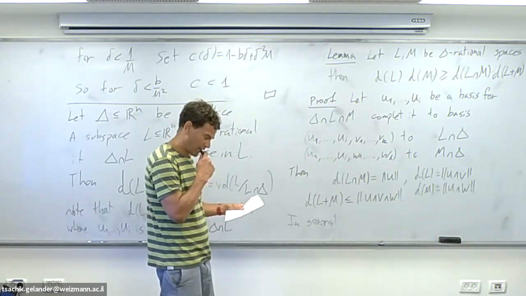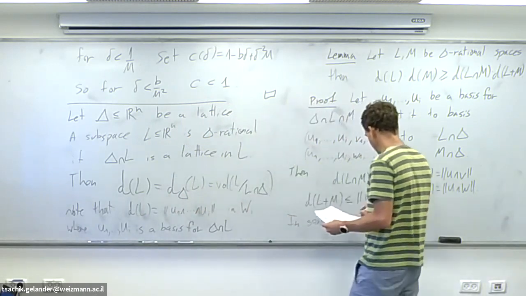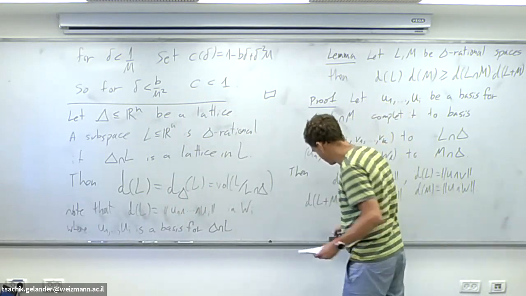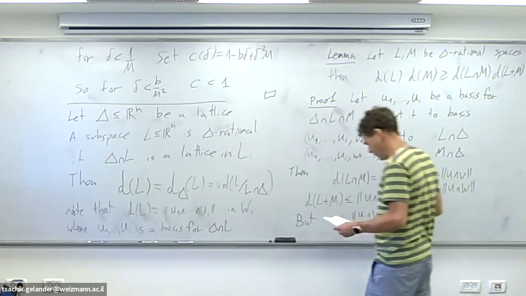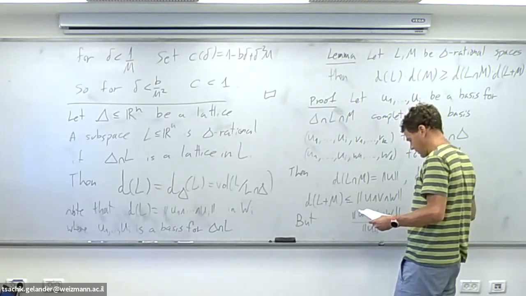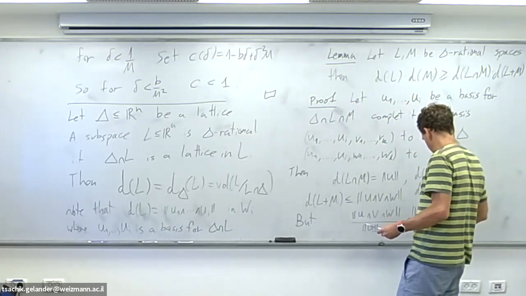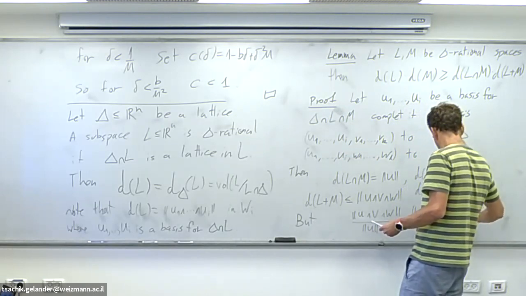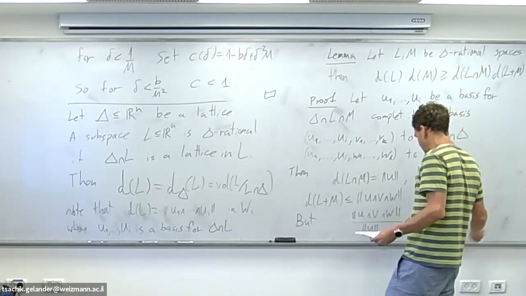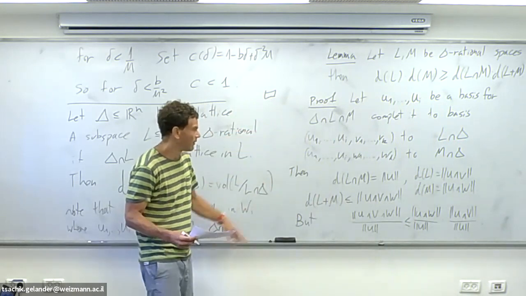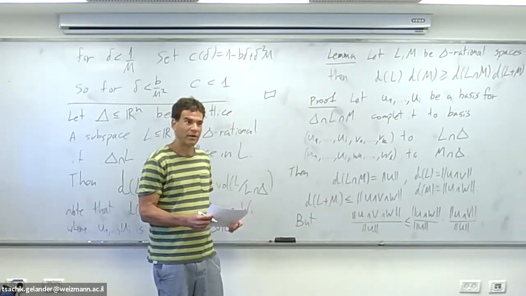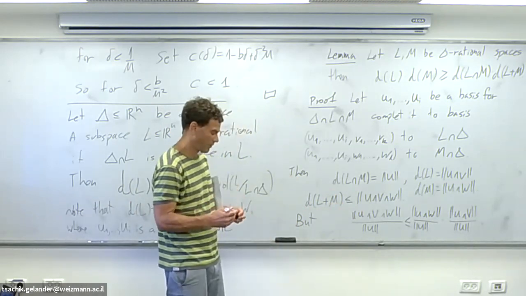Okay, now in general, a fact about the wedge product is that you always have such an inequality: the norm of U wedge V wedge W divided by the norm of U is bounded by the norm of U wedge W divided by the norm of U times the norm of U wedge V divided by the norm of U. This holds for any three vectors, because if you think about it for a moment, it's obvious.